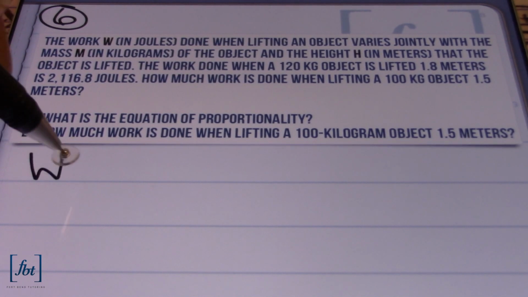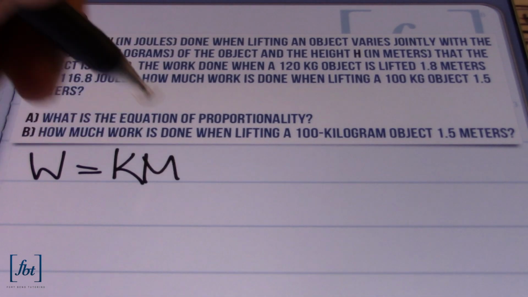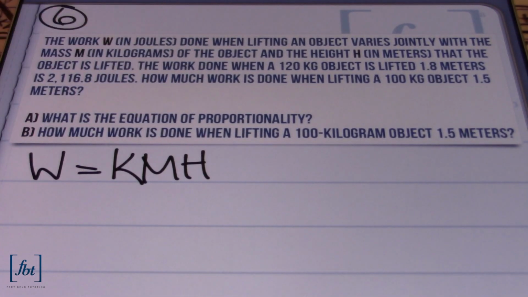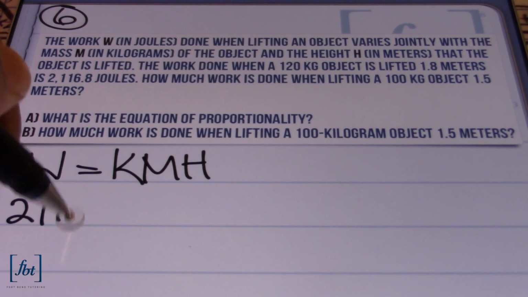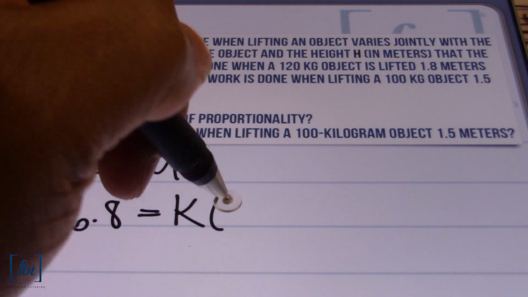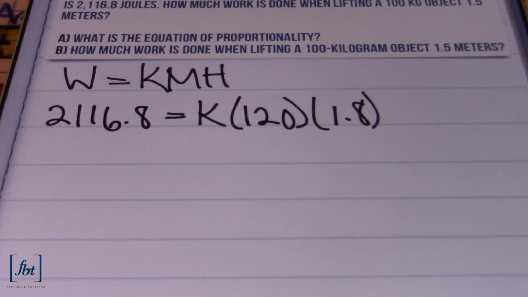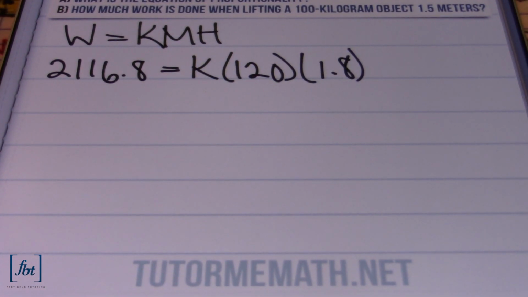We know that the work being done here varies jointly with the mass M and the height that the object is lifted. Using the information that's given to us in the problem, we know that the work done is 2,116 8/10 joules when a 120 kilogram, that's going to be your mass, is lifted 1 8/10 meters, and that's going to be your height. And so here we have our setup of the problem. We'll be using this information to solve for K, our constant of proportionality.